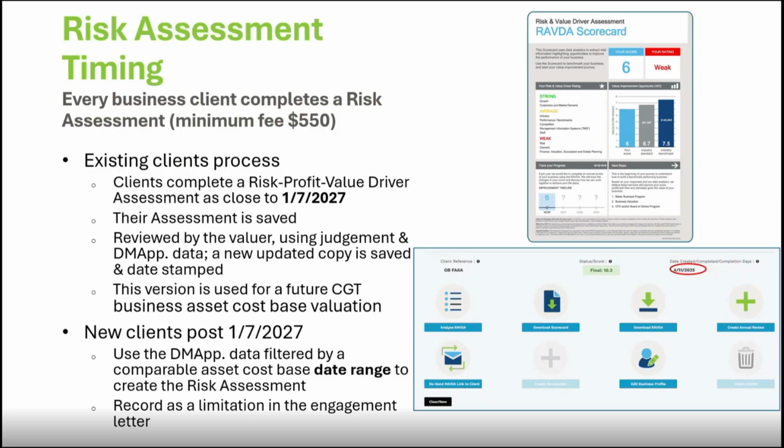Now, obviously, if you receive new clients after that date, it's not possible to have done the risk assessment as at that date. And one of the great features of the data mining app is you can filter the data by a date and revenue range. So you align it with the cost base date, and then you can look at responses from independent owners and create a risk assessment. And obviously that's going to be a limitation and recorded in your engagement letter.